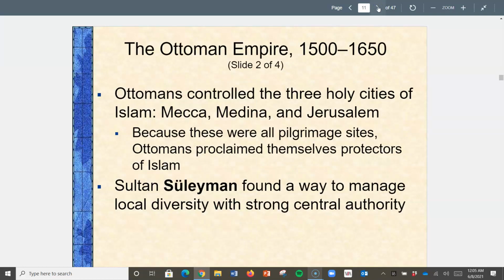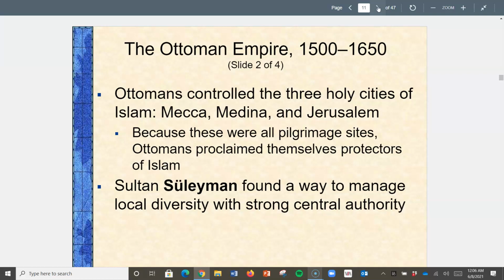The Ottoman expansion also made them powerful because religiously they controlled three of the holy cities, the three most holy cities in Islam: Mecca, where the Kaaba is; Medina, the city of the Prophet, where Muhammad and Islam really began to win over its first converts; and Jerusalem, where the Dome of the Rock is, because that's the place where Muhammad ascended into heaven. And so these all became pilgrimage sites.